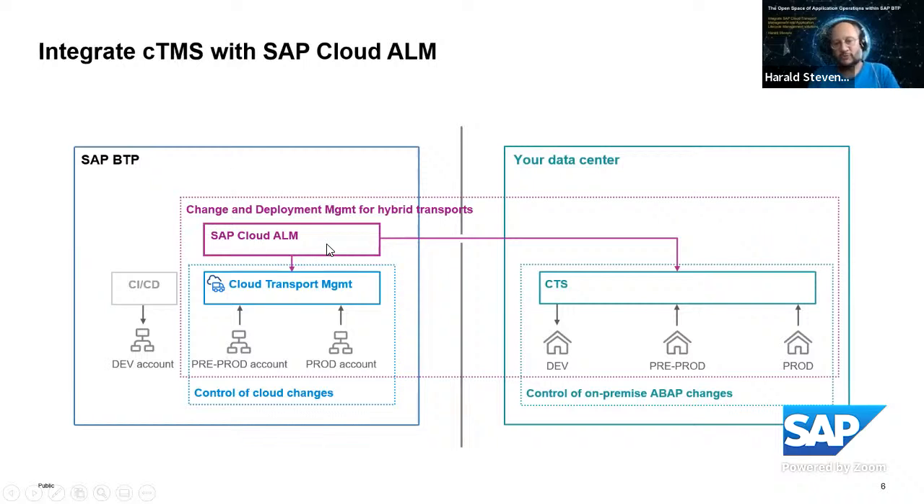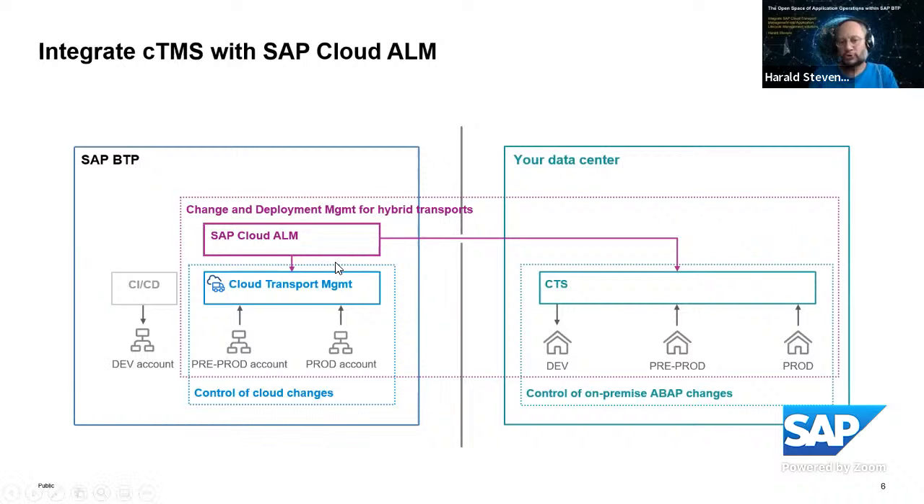This is to some extent comparable to what Solution Manager offers in Charm, but has yet less functionality. We will see that in a second in the demo. But still, what is already available is the option to combine cloud transports and on-premise transports in one so-called feature. So what is a change document in Solution Manager is a feature in Cloud ALM.